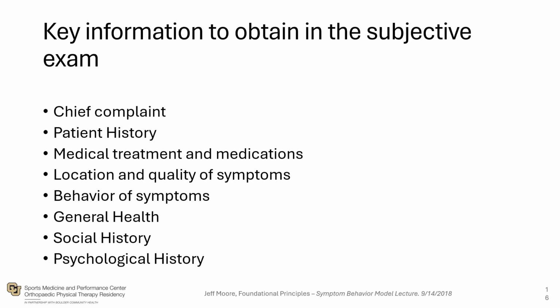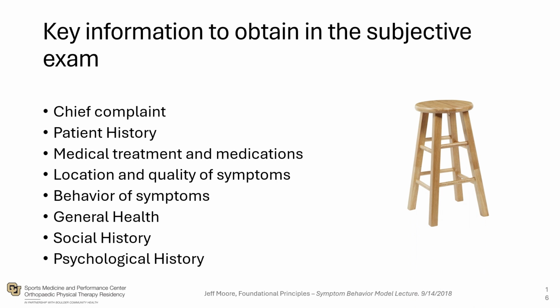Here is a list of some key information to obtain in your subjective exam. It includes chief complaint, patient history, medical treatment and medications, location and quality of symptoms, behavior of symptoms, general history, social history, psychological history. What we don't want people to start with is their barstool story. This is the story you get when you start the visit with, tell me what happened.